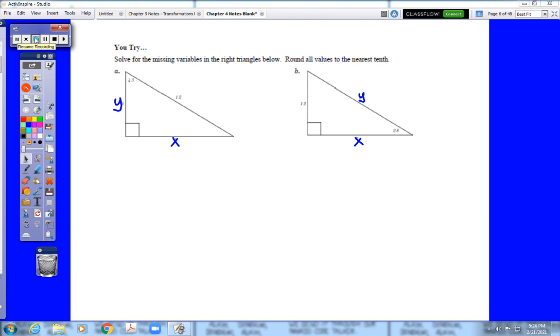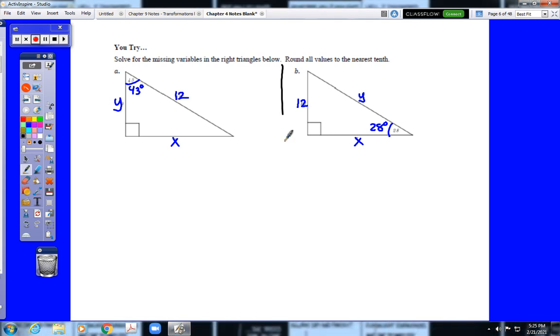All right, folks, let's see how we did. First of all, this is a 43-degree angle here, if you can't read that. And this is a 28-degree angle here. And that does say 12 on that side right there, okay, as well as here. This also says 12. So, on part A, we have two variables to find. 12 is the hypotenuse, x is the opposite, y is the adjacent. So you should have written two equations.